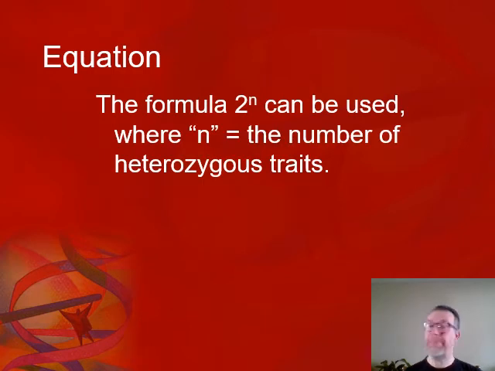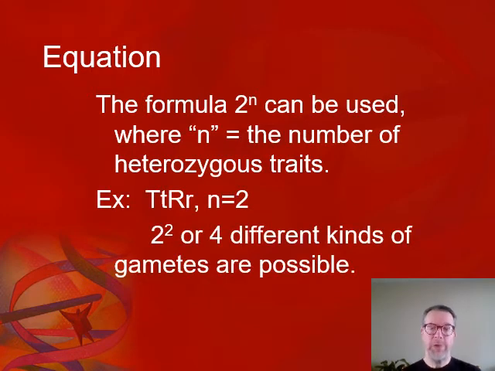This just says how many possibilities there are. Let's say you're just crossing 2 traits. So it's 4 different possible kinds of gametes this can produce. Now, how do you figure out those gametes? Remember the FOIL method.